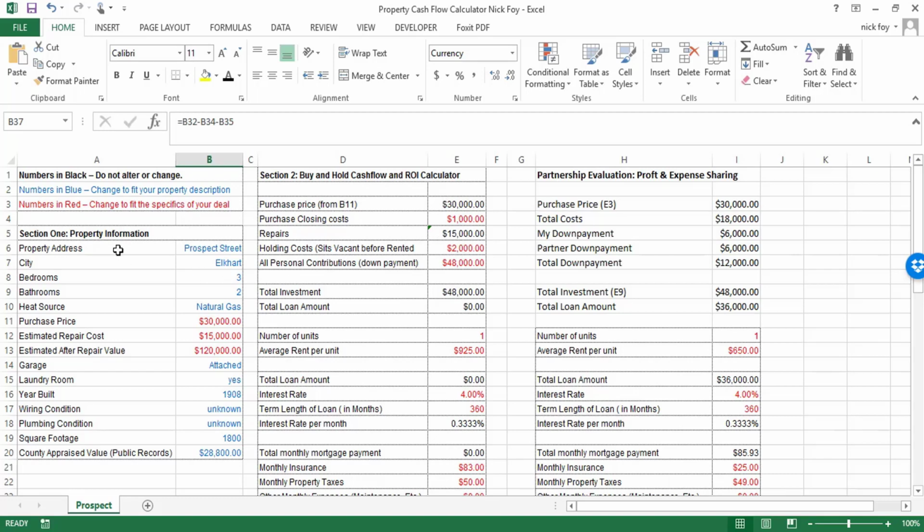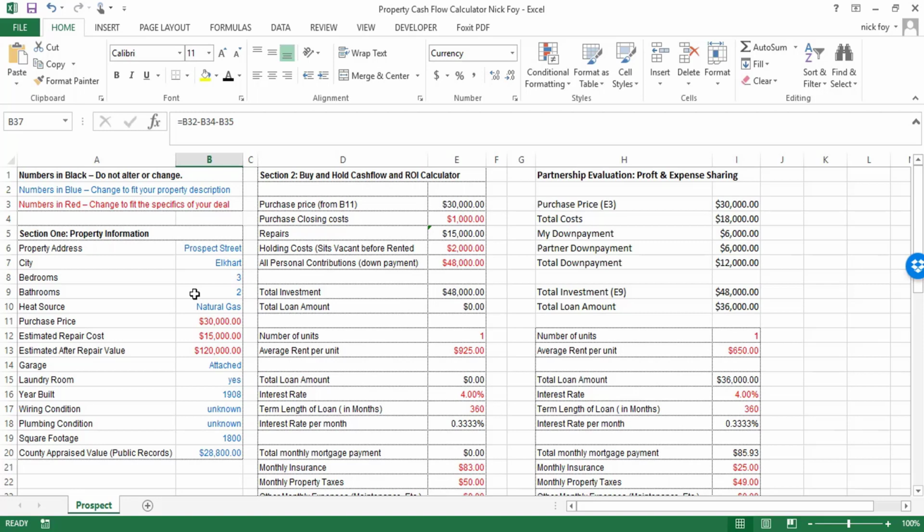So starting out in section 1 here is the property information. So the property address, we've got Prospect Street here in Elkhart, Indiana. And we've got 3 bedrooms, 2 baths in this property. So this is an actual deal that we just recently sold for a $75,000 profit. We bought it a couple years ago when I was 20 years old for 30 grand.